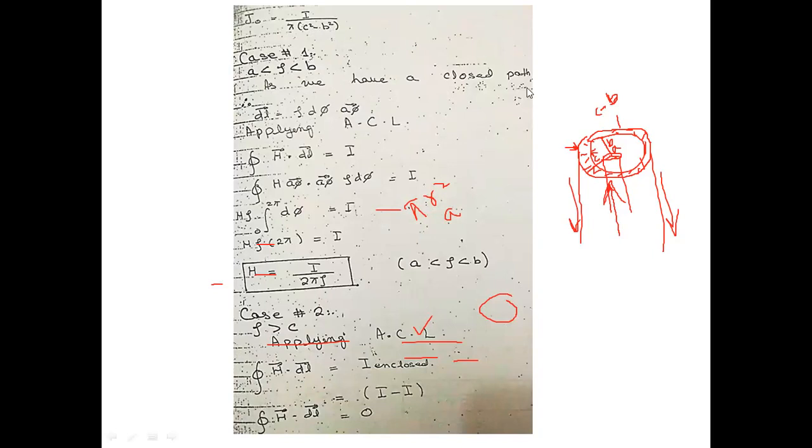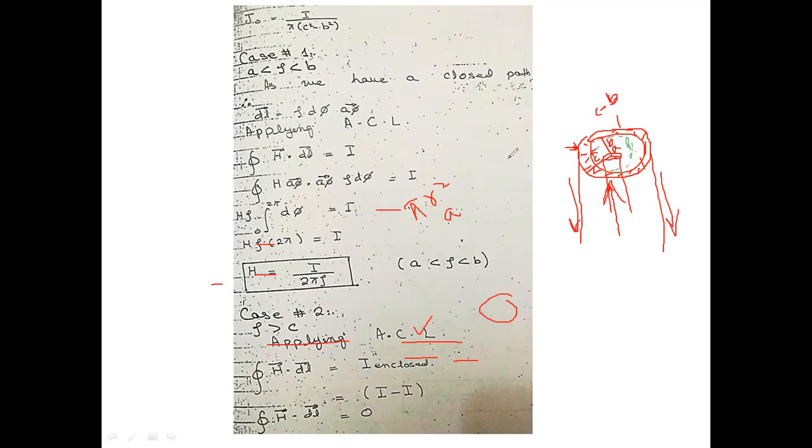Now considering the point of observation at different points. First of all, we will consider the point of observation in between a and b, that is, greater than a and less than b. So locate that point; I will take the green color. This is the first point of observation, greater than a and less than b. We will consider an imaginary closed path around this.